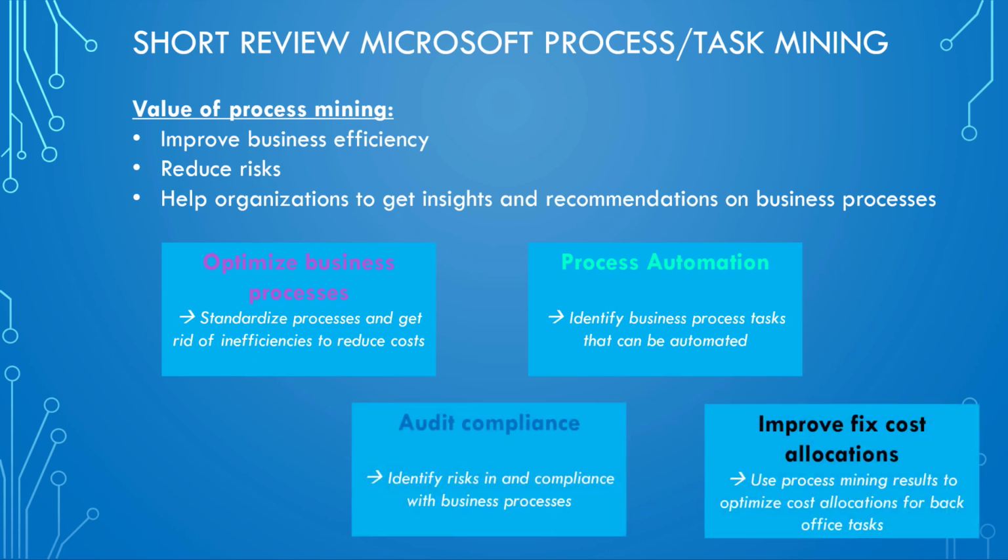The first one to start with is to optimize business processes, of course. Then we had a look at process automations and task mining. That's what we investigated in the first post. Then we have, of course, the possibility to identify risks, to comply with some regulations, and then finally, next time we will have a look at fixed cost and allocations and these things.